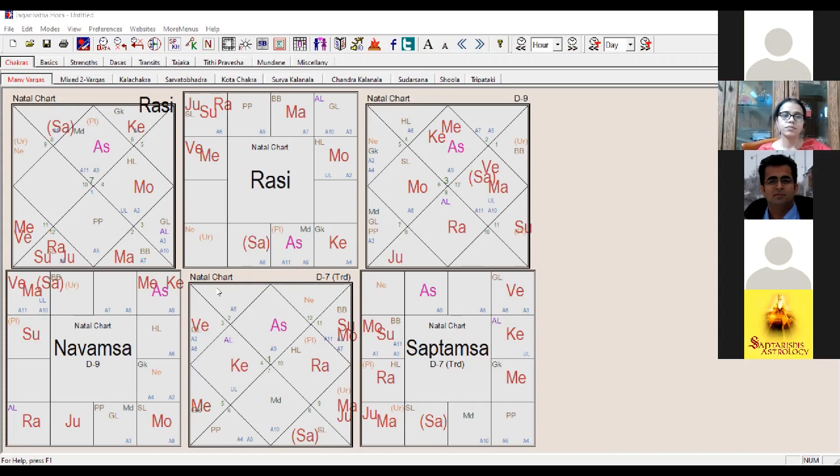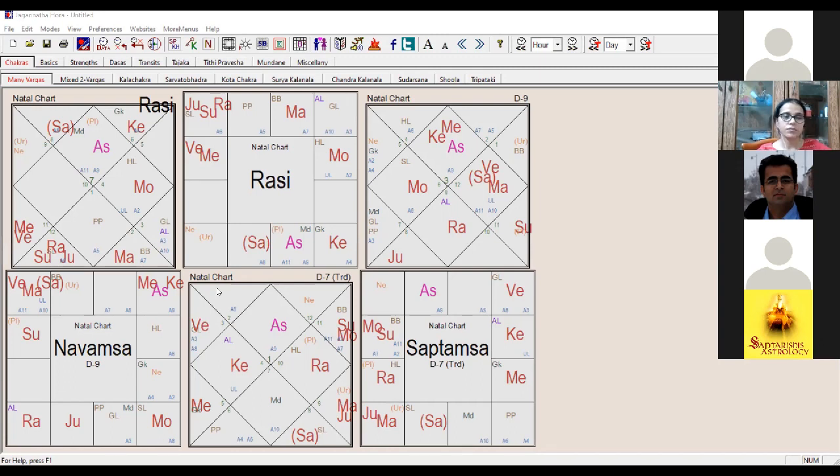I will repeat the 3 rules once again for you all to recall. Our first rule is we have to check the concerned house from the Lagna. For marriage, the concerned house is the 7th house. We have to see whether the 7th house from Lagna is connected with the concerned planet or not. We are talking about the moon, so first we have to check whether the moon is connected with the 7th house from Lagna or not.